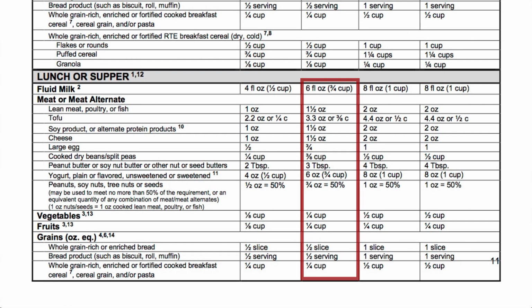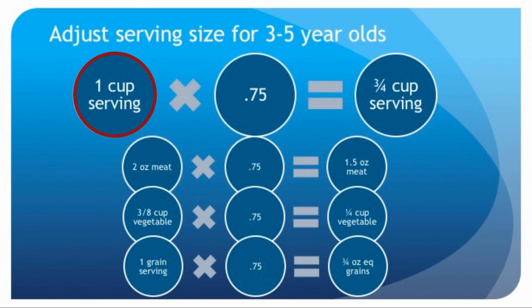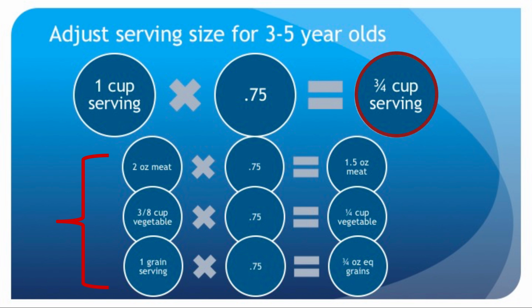The recipe serving size for 3 to 5-year-olds can be adjusted downward by multiplying the serving size in each component by 0.75. The result is a planned serving size of 3/4 cup that would provide 1.5 ounces meat, 1/4 cup vegetable, and 3/4 ounce equivalent of grain.